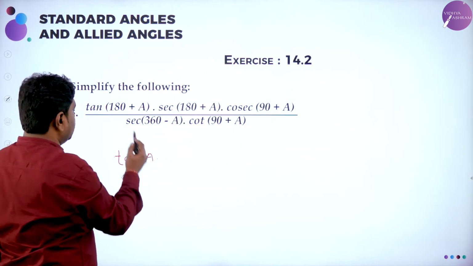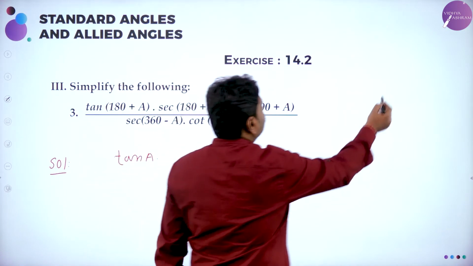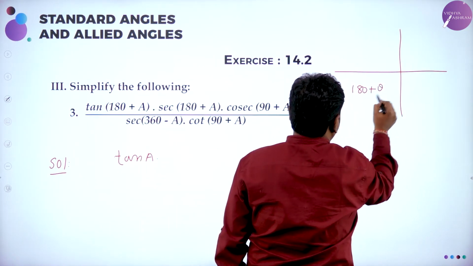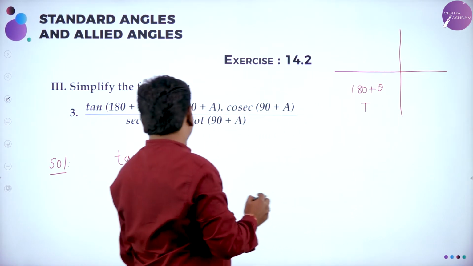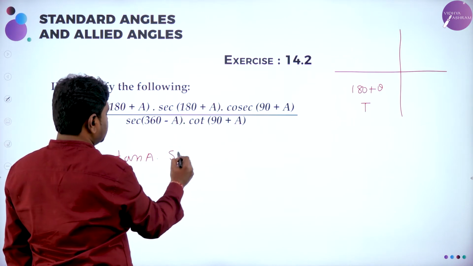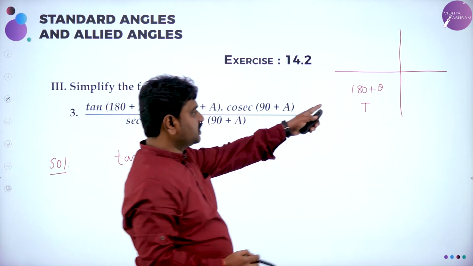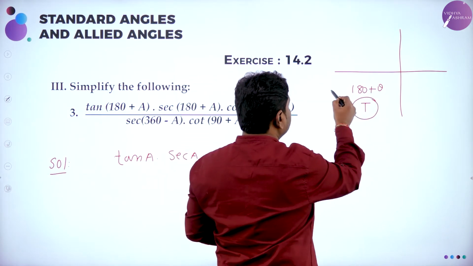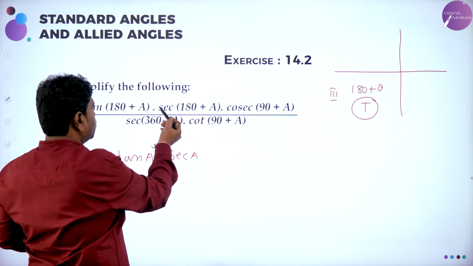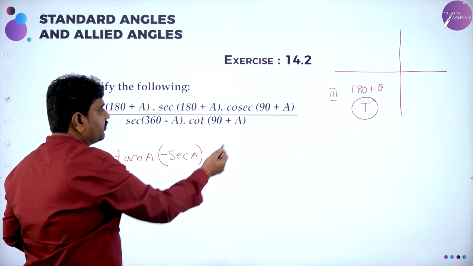And secant of 180 plus theta. 180 plus theta lies in which quadrant? All of you know 180 plus theta is in the third quadrant. In the third quadrant, the alphabet is T. So therefore, if our question is T, it is positive. Secant of 180 plus theta, the function does not change, it is secant A. But 180 plus theta is in the third quadrant. In third, only tan is positive or cot is positive, but this is secant, so it will become minus secant A.